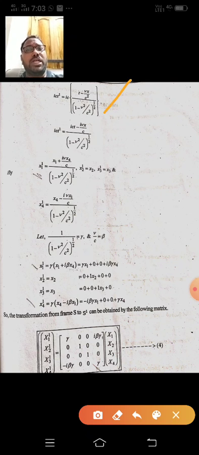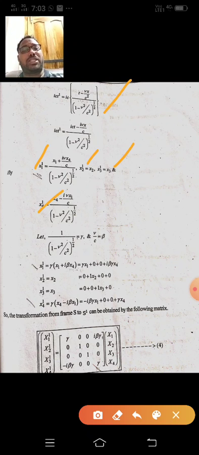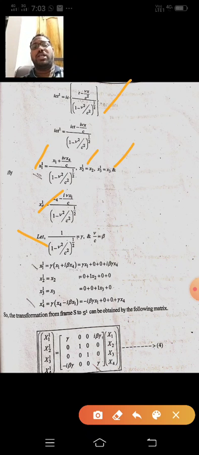Substituting and simplifying these values, we get x1 dash equals (x1 plus i v x4 by c) by under root of 1 minus v square by c square. x2 dash is nothing but y dash, that equals y. x3 dash is nothing but z dash, that equals z, and x4 dash is nothing but ict dash. x4 is nothing but ict. We can write x4 minus i v x by c, by under root of 1 minus v square by c square. So here let us assume 1 by under root of 1 minus v square by c square is nothing but gamma, and also v by c is nothing but beta.